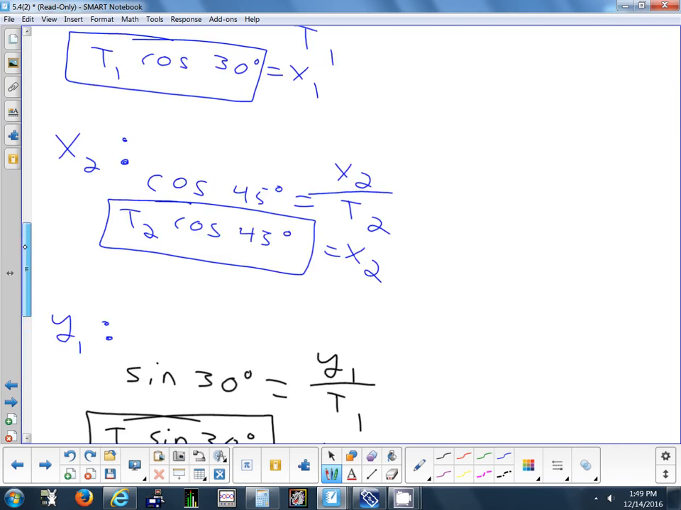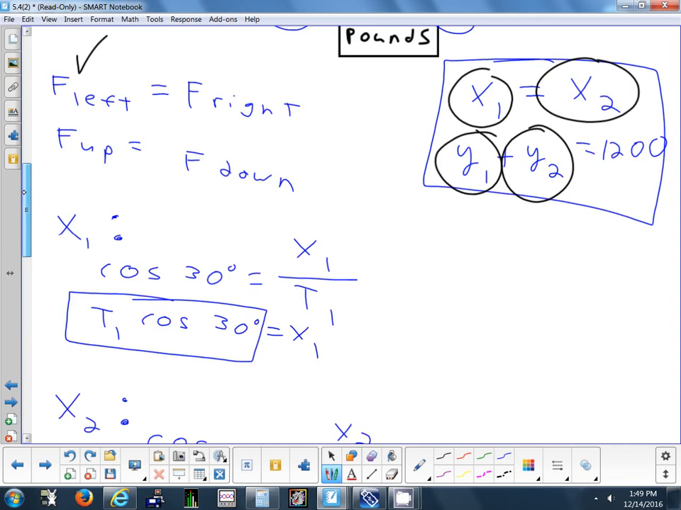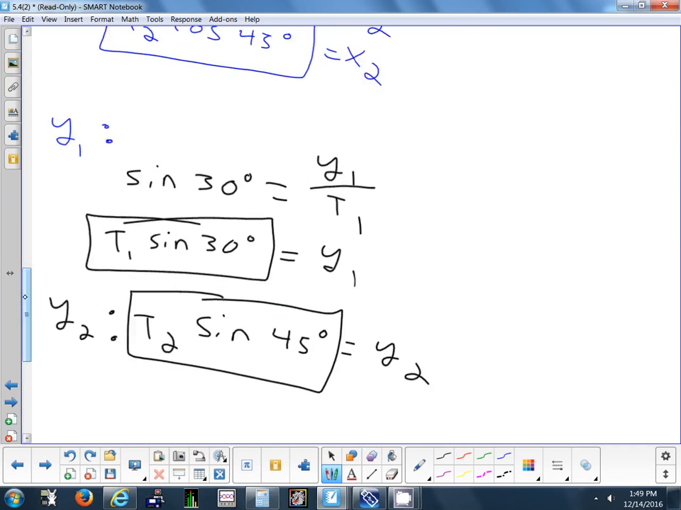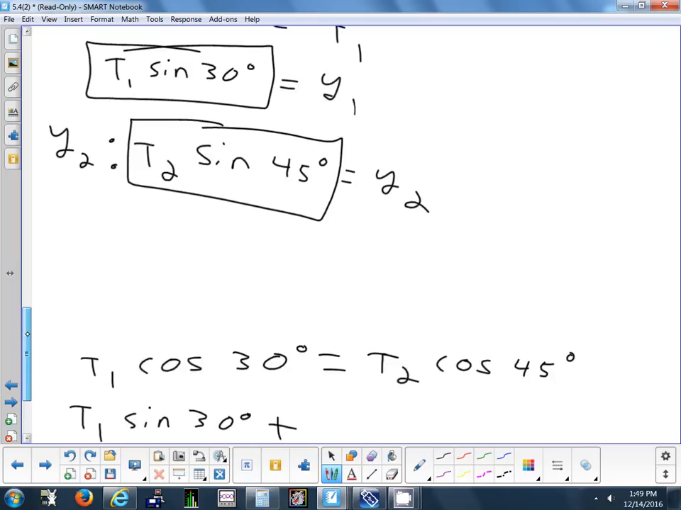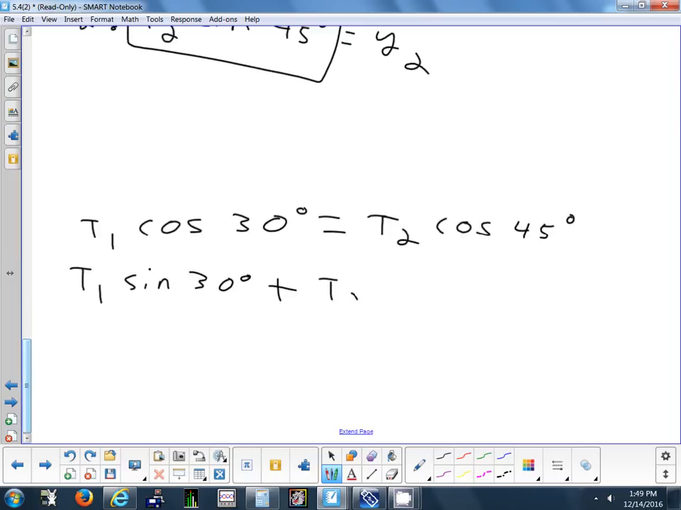Now the other equation, y1 plus y2 equals 1200. So y1 plus y2, that's the force pulling up plus the other force pulling up equals the force pulling down. You don't even have to think about forces anymore. You can forget physics and just pretend it's just numbers now. You don't have to think about cables and tension and triangles. Okay, so now we solve these 2.